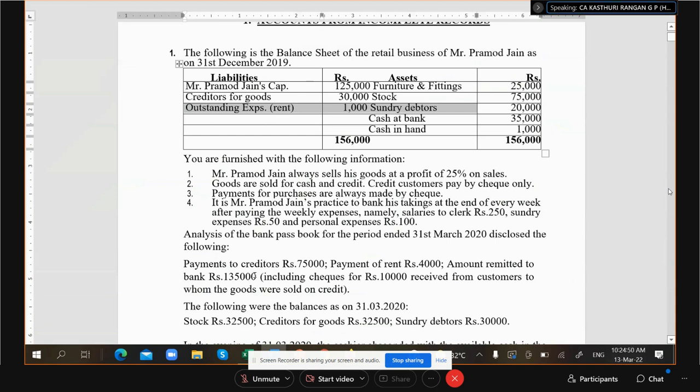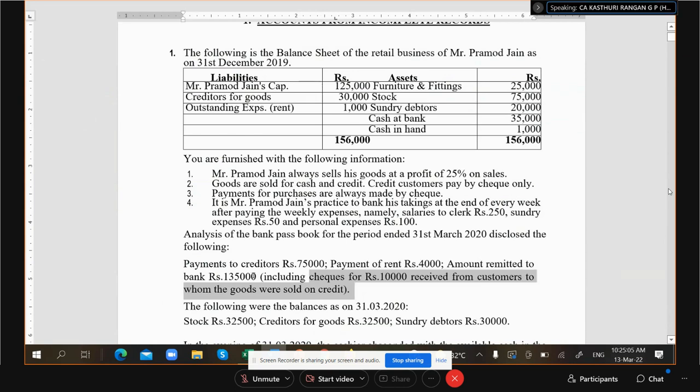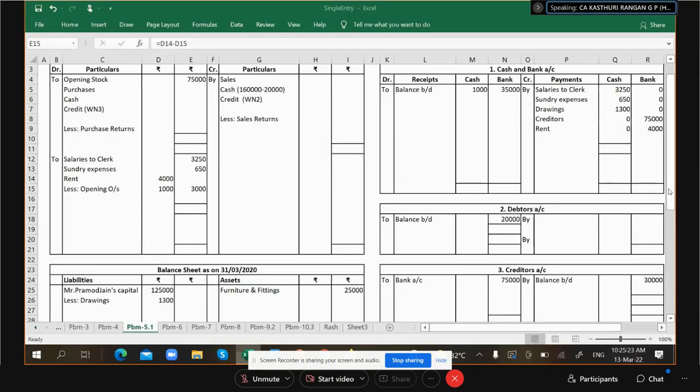The amount deposited into the bank is 1,35,000, including a check for 10,000 received from a customer to whom the goods were sold on credit. That means 10,000 is a check received from a debtor, but the amount deposited is 1,35,000. What is the balance amount? The balance is the cash deposited into the bank. That means they deposited a check from the customer of 10,000 and cash of 1,25,000. You have to read and understand carefully.